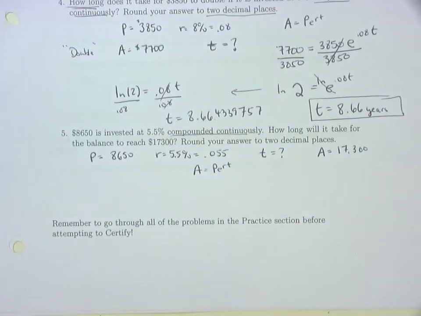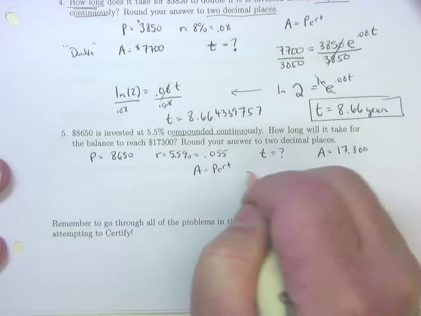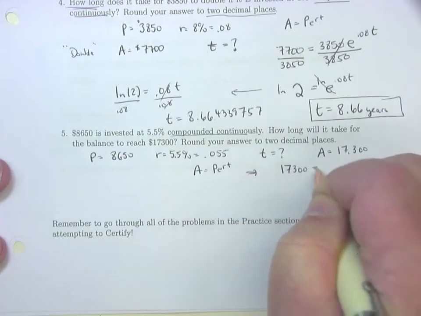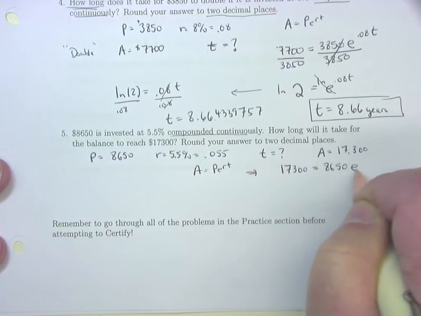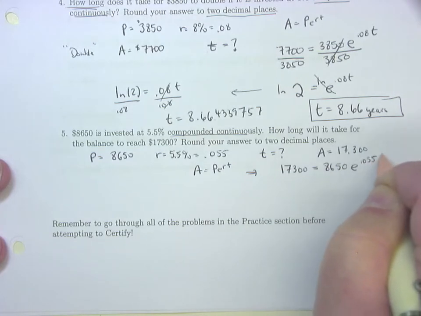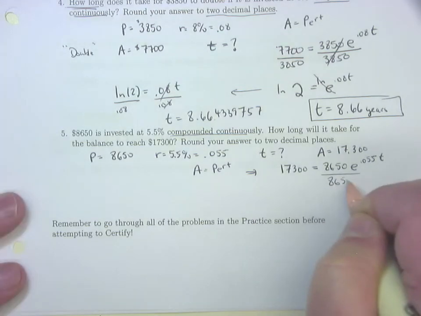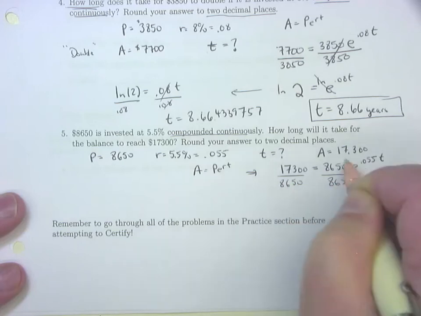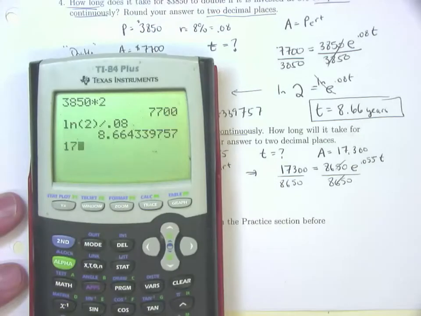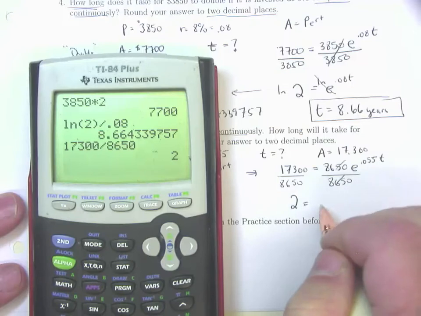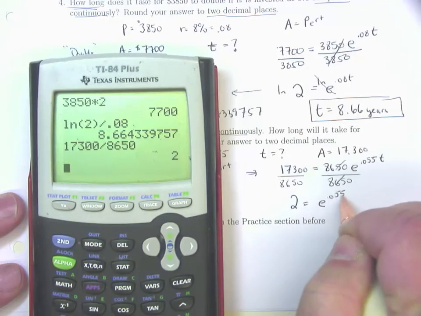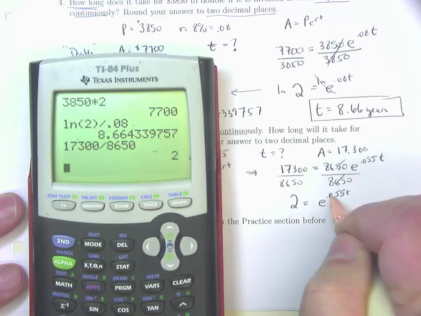Pe to the rt formula, the compounded continuous formula. Have it memorized. Plugging the numbers into my equation, this will give me $17,300 is equal to $8,650 times e to the 0.055t. Solving for t, it's in the exponent of an e. What's my first move? I'm going to divide by 8,650. This will cancel. Grabbing my handy dandy calculator, $17,300 divided by $8,650 makes it 2. It actually doubled my money. e to the 0.055t. Again, what I'm going for is the pattern on this stuff.